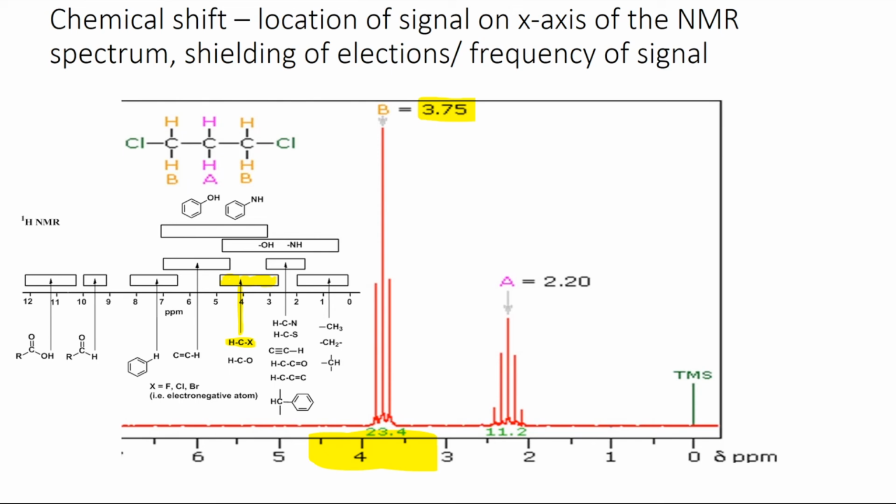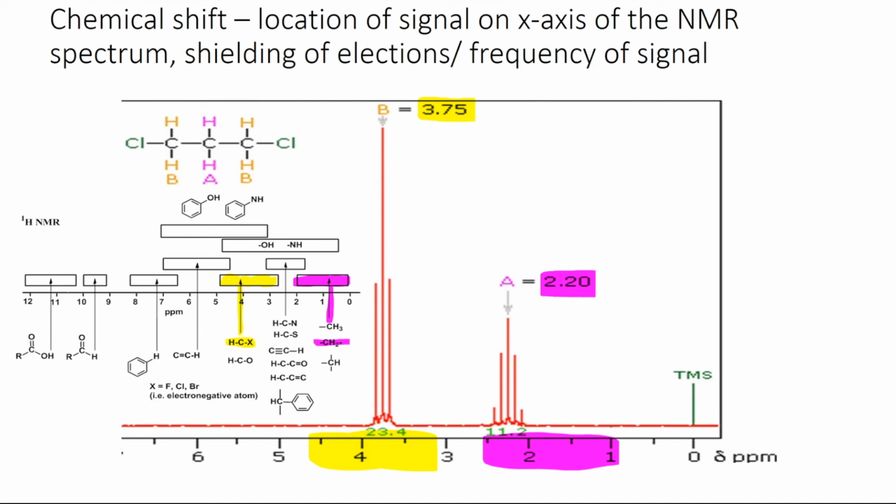When we look at the table, we expect to find a signal for these hydrogens around 0 to 2 parts per million, and looking at the NMR, we do have a signal around 2, at 2.2 parts per million. But if the range is supposed to be between 0 and 2 according to the chart, why did it surpass the range and have a signal at 2.2?